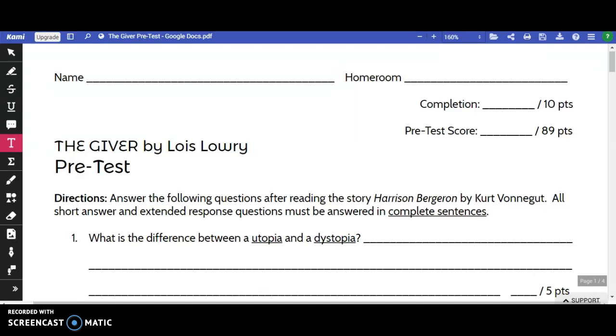The pretest score out of 89 points is for teacher use only, and helps the teacher understand what you know before beginning this unit. Before you begin the pretest, please take a moment to put your name and your homeroom at the top of your paper. Once you've done that, it is time to read the directions. The directions state, answer the following questions after reading the story Harrison Bergeron by Kurt Vonnegut. All short answer and extended response questions must be answered in complete sentences.